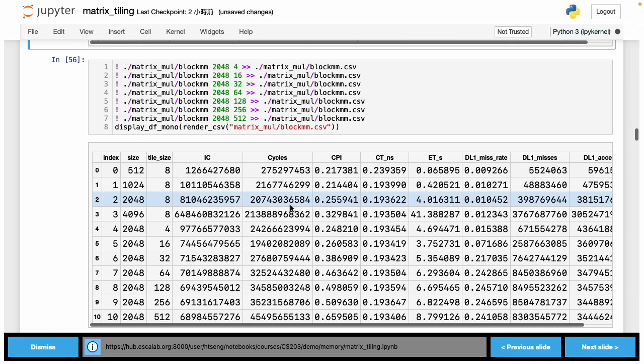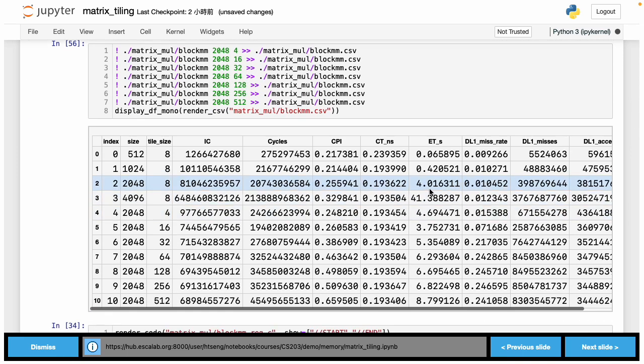So, let me run this. After we finish running the bottom parts, let's take a look. Okay, so this is the 2K 8x8. It takes 4 seconds. Is it the best? No. Which one is the best? 16. How about the miss rate? Whose miss rate is the best for 2K?